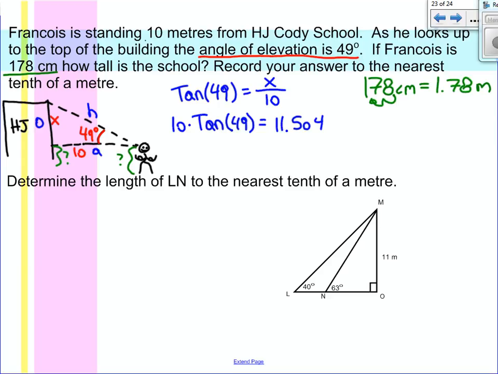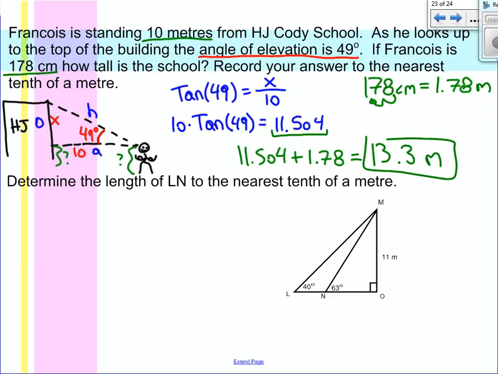All we have to do is take how tall it was from his eye level and add how tall he was. You punch that in, and you get 11.504 plus 1.78, and you get 13.3 meters. And notice now that is when we round it to the nearest tenth, like the question asked us, because that was our final answer. Alright.